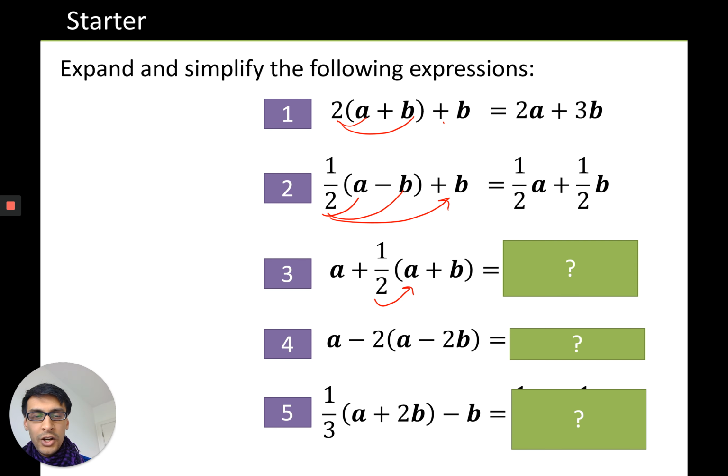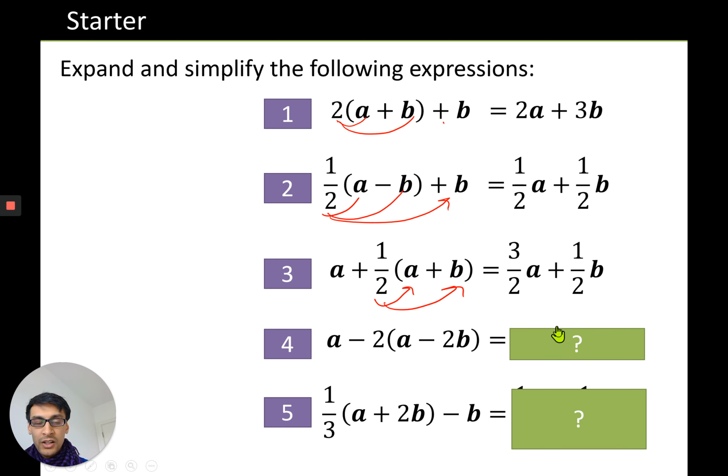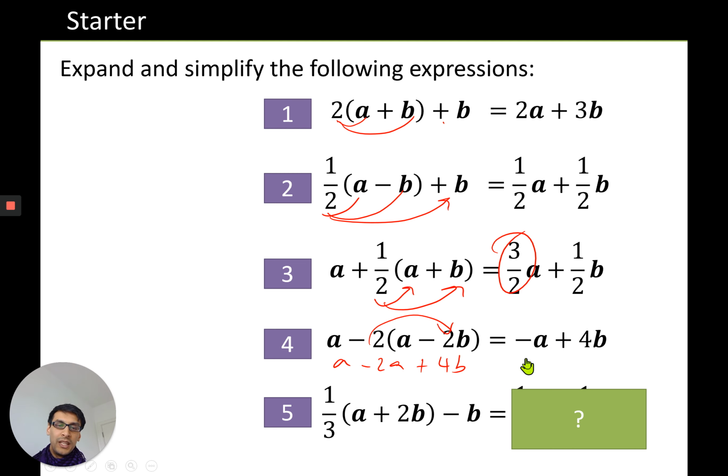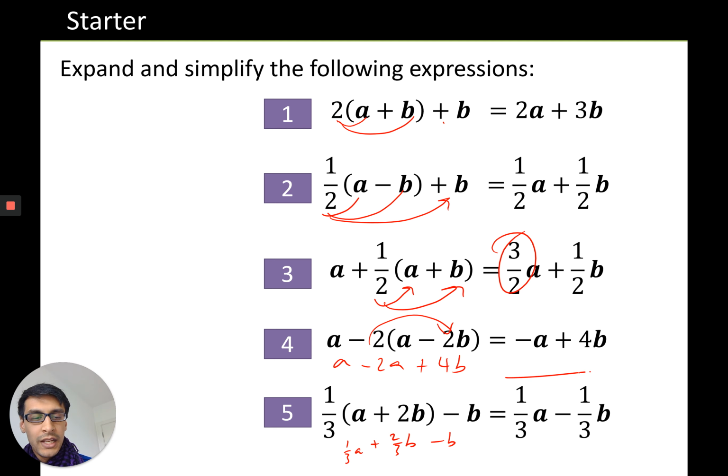Here, again, it's arguably simpler than the first two, the second one at least. a plus half b, which is 1.5a plus half b. Now, if you wrote 1.5, that's fine. 3/2 is also fine. Question 4, negative 2a, and then you get plus 4b. So negative 2 times negative 2b is positive 4b. And then the last one, 1/3 a plus 2/3 b minus b, and then you've got 2/3 take away 1, so you end up with 1/3 a minus 1/3 b.